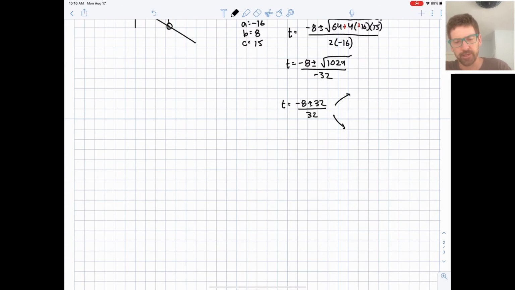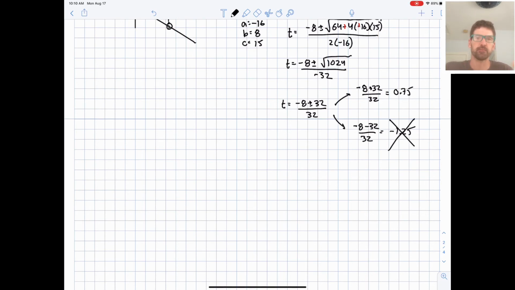So let's start our double pathway. We have negative 8 plus 32 all over 32, which is 0.75. And then negative 8 minus 32 all over 32 is, I think, negative 1.25. So we are going to ignore this point because that's back in time. That's 1.25 seconds before the pelican dropped the crab, so that doesn't make realistic sense in this scenario. So we are going to be working with a t of 0.75.